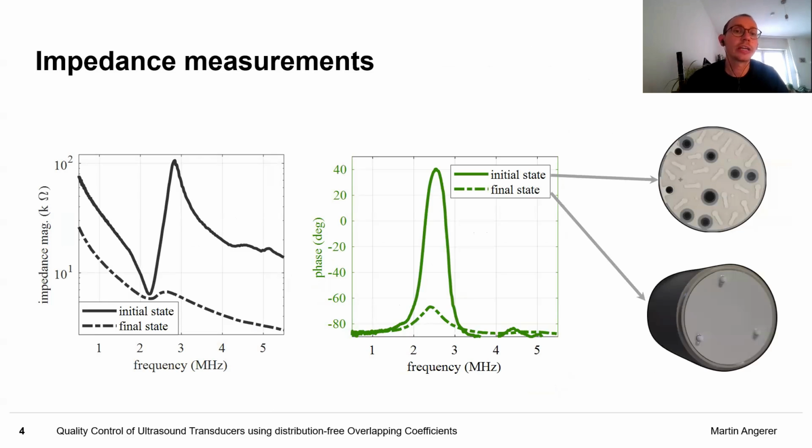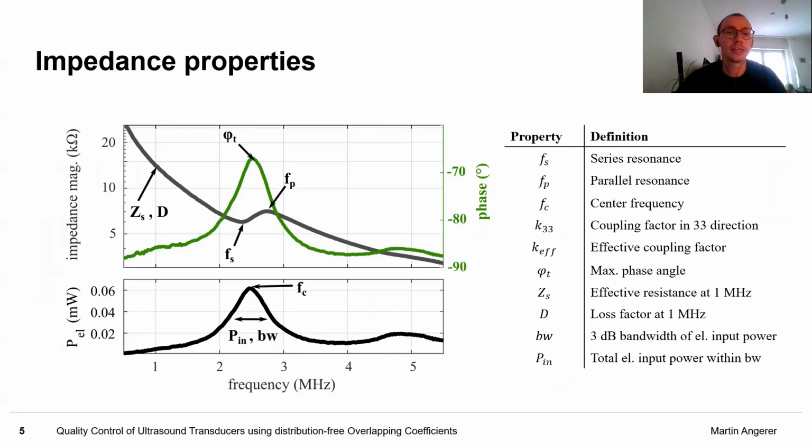To assess these changes quantitatively, we derived 10 properties from each measurement. Some of them directly, such as the phase angle at resonance, or the equivalent series and parallel resonances, some of them indirectly by first calculating the electrical input power and then deriving the effective 3 dB bandwidth at resonance or the center frequency.